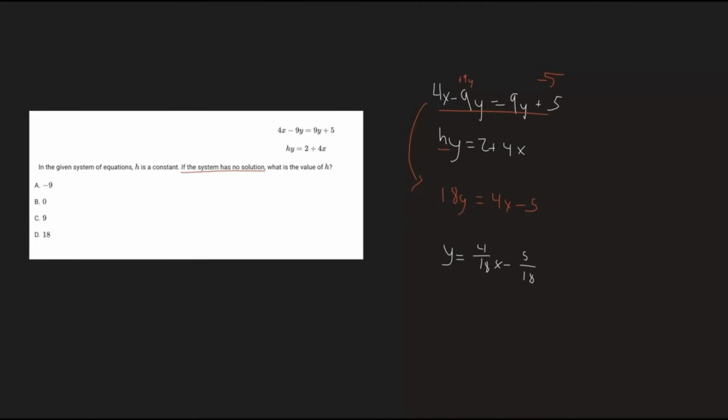All right, so this is our equation, right? That means what we need to do is get the second equation right here to have the exact same slope of 4/18, but a different y-intercept. So let's see if we can do that. So we have hy equals 2 plus 4x. So let's zoom in on this slope, right? The current slope is 4. Let's just ignore the x for now. So the current value of 4 is much different versus the slope that we want, which is 4/18. So how do we go from 4 to 4/18?